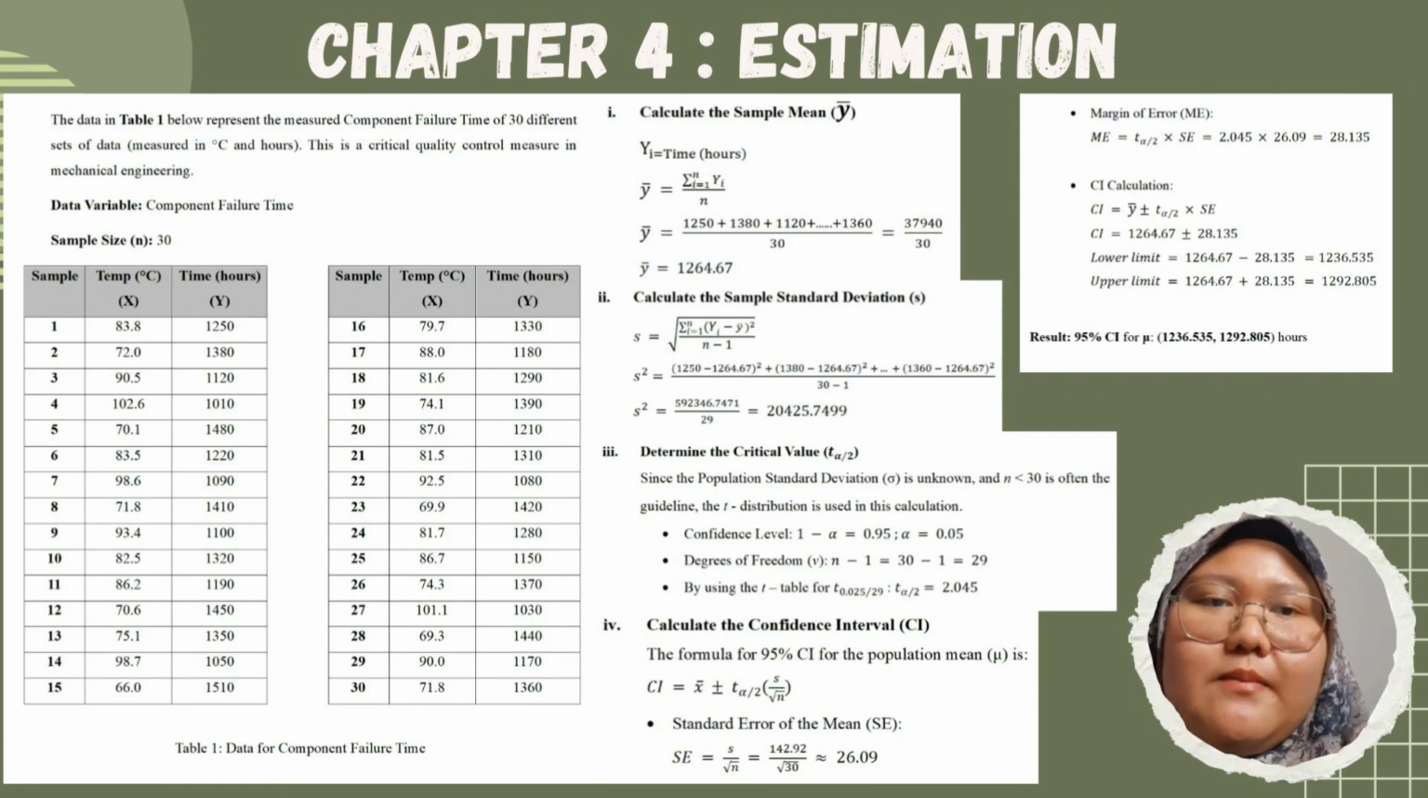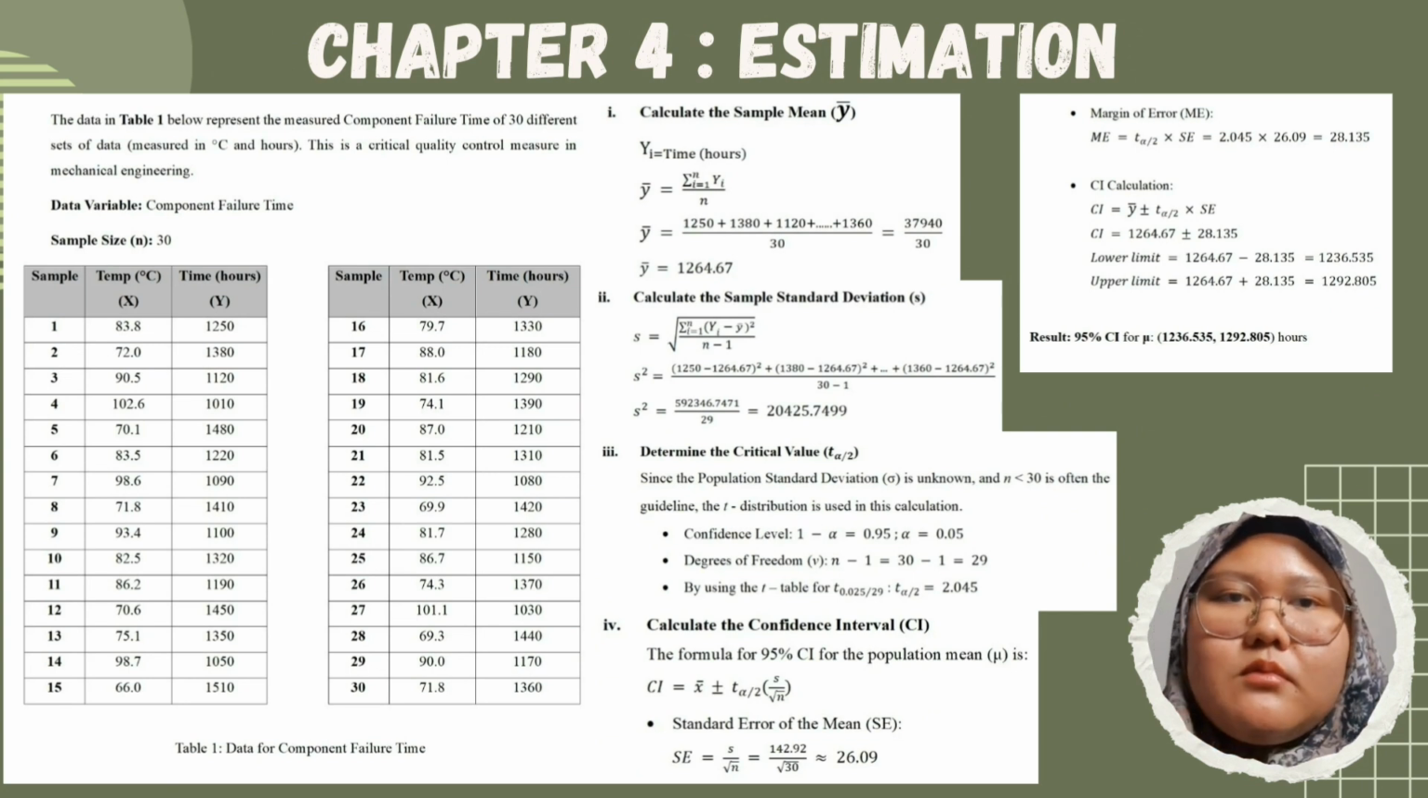Next is determining the critical value. Since we don't know the true population standard deviation, we use the t-distribution method. Our confidence level is 95%, so our alpha is 0.05, and our degrees of freedom, df, is n minus 1, which is 30 minus 1, resulting in 29 degrees of freedom. Looking at the t-table, we find our critical value is 2.045. This value determines how many standard errors wide our safety net needs to be.